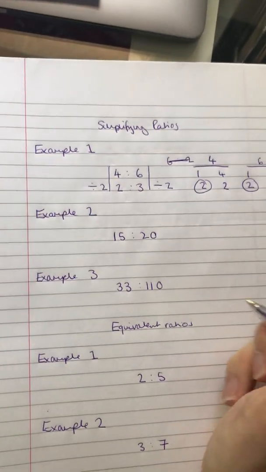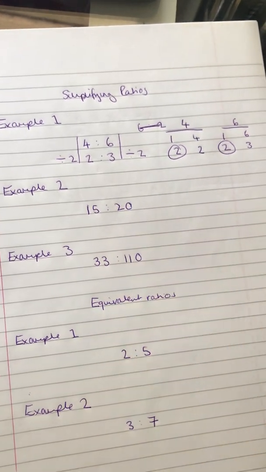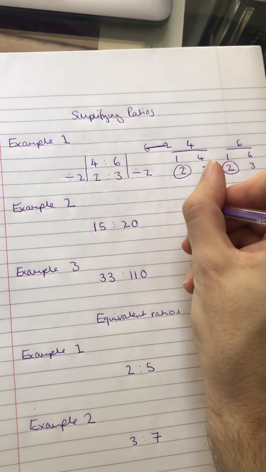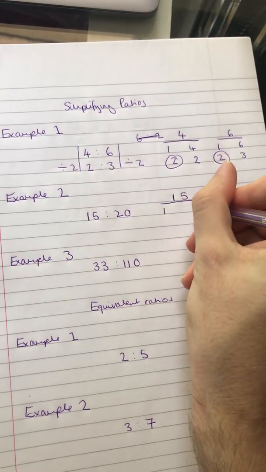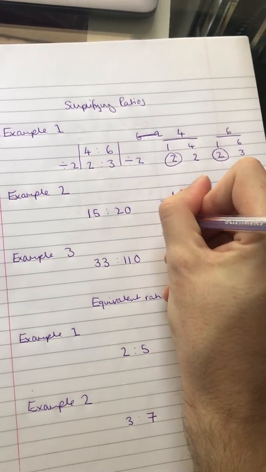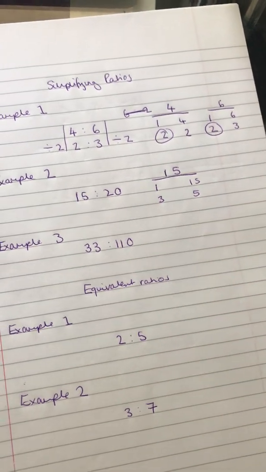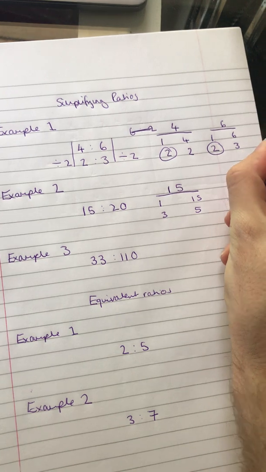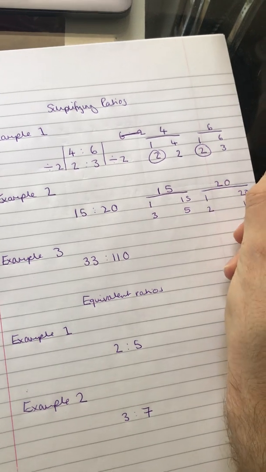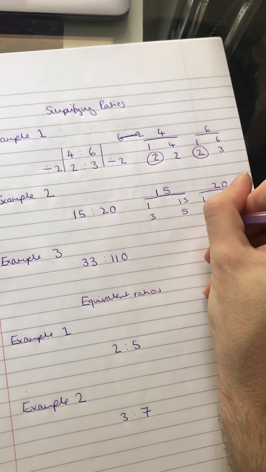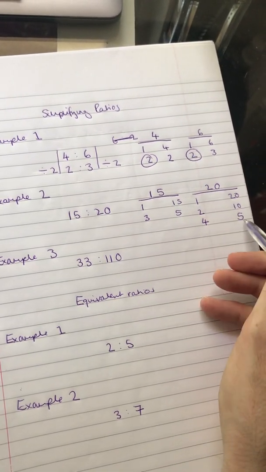Okay, let's do the same with the next one. So 15 to 20, going from left to right. Let's find the highest common factor of 15 and 20. Our factors of 15 are 1 and 15. Does 2 go into 15? No. 3 does. 3 times 5. Does 4 go into it? No. So those are all our factors of 15. Now let's go to 20. We've got 1 and 20, 2 and 10. Does 3 go into 20? No. 4 does though. 4 and 5.